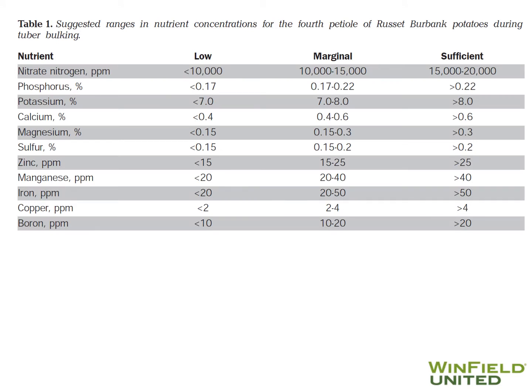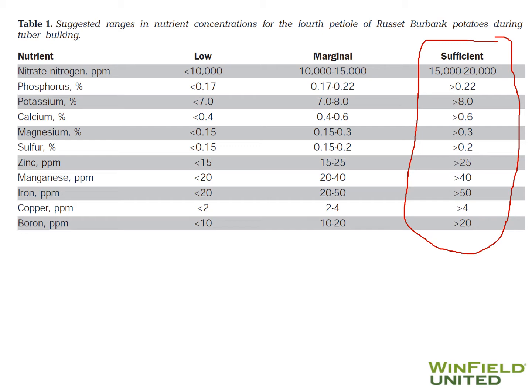So in the previous one, it was a chart. You can also see sufficiency ranges in a table format. In this case, this is the nutrient concentrations of the fourth petiole on Russet Burbank potatoes. So what we want is to have this sufficiency range that's right here. We can say if we have nitrate nitrogen, for example, it needs to be 15 to 20,000 parts per million at that particular point in time, which was during tuber bulking. If it dropped down to 12,000, then we would be marginal. So then our yield is not going to be as good. And we can do that same thing for all of the nutrients down the line.